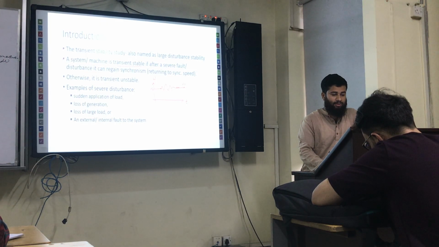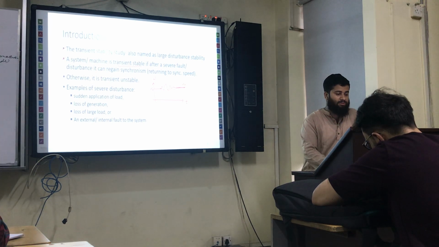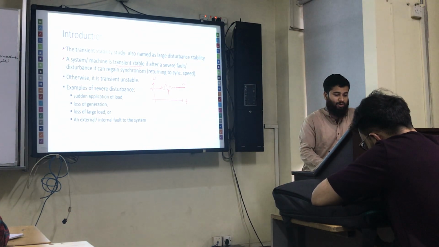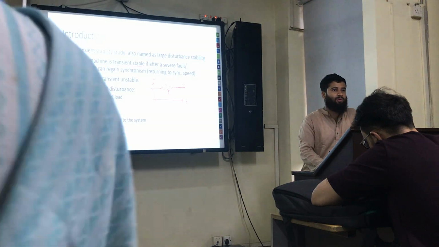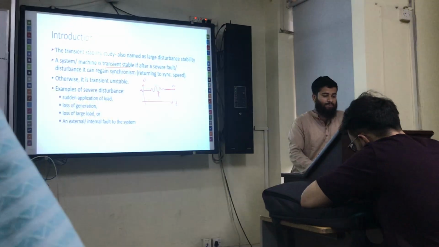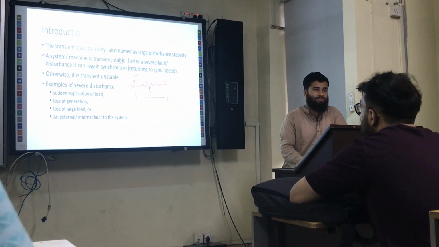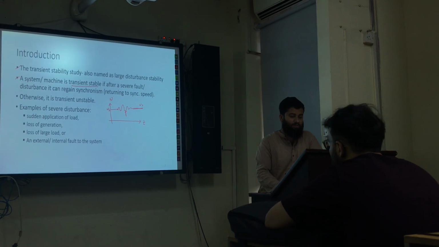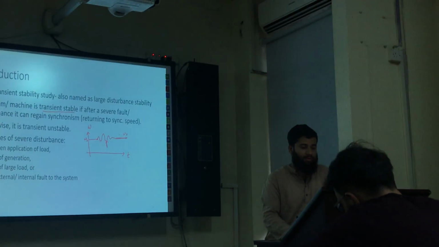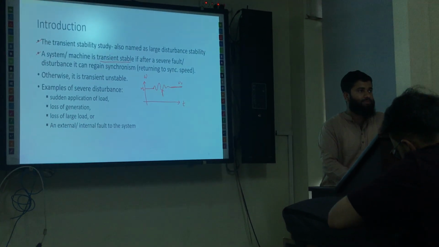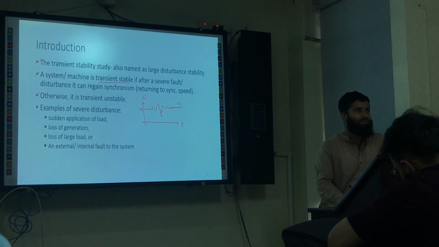If this is the scenario, then we will call the system transient stable, because let's say this disturbance was due to a large or severe disturbance. So if this system experiences a large disturbance and after that it is able to come back to synchronism, then we will call it a transient stable system. If not, then this is a transient unstable system.